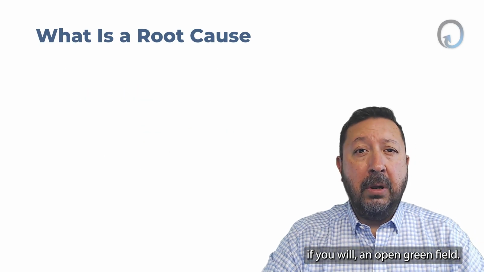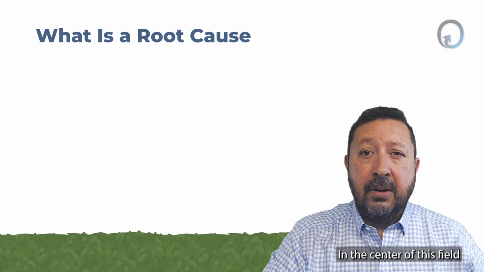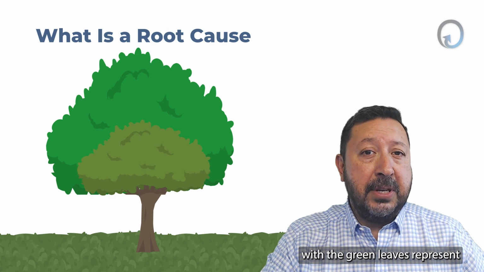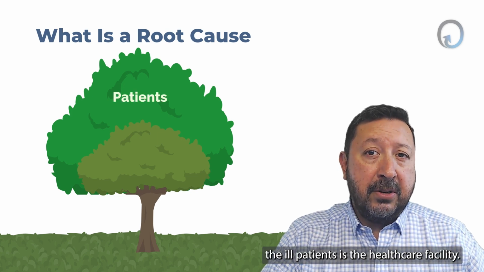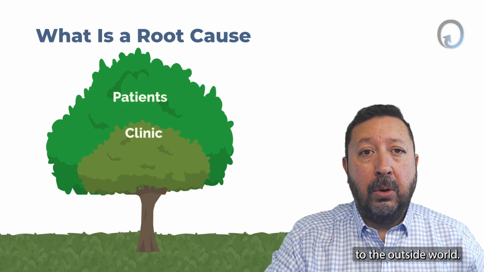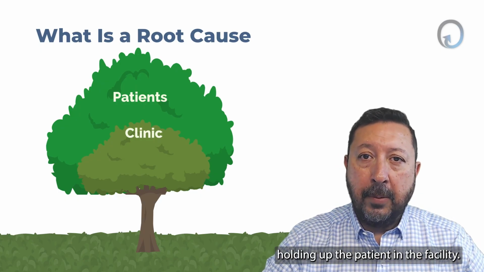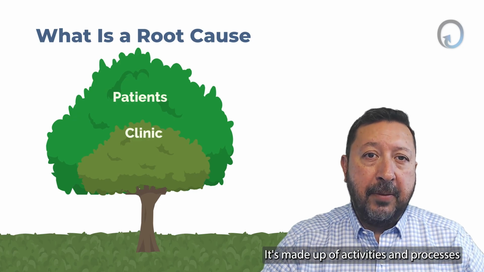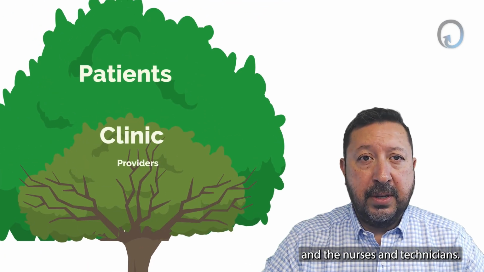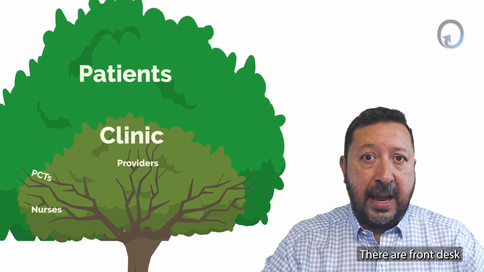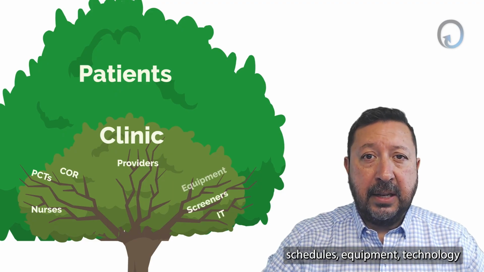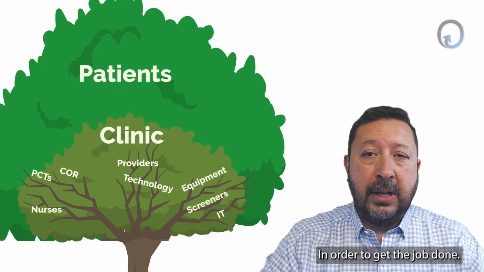And now imagine, if you will, an open green field. In the center of this field is a very healthy tree. The outside part with the green leaves represent the patients. Servicing the ill patients is the healthcare facility. These are the things that are visible to the outside world. We recognize there are branches holding up the patient and the facility. It's made up of activities and processes such as medical service providers and the nurses and technicians. There are front desk staff and administrators, health forms, computer systems, work schedules, equipment, technology, and so on, in order to get the job done.